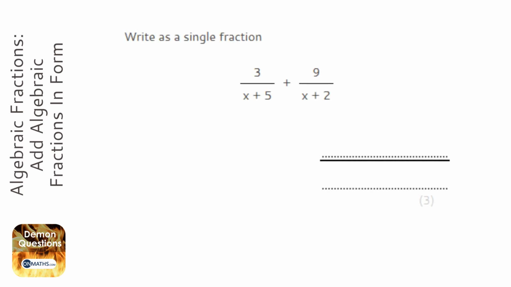So with this, it's an algebraic fraction, but just think of it as a normal fraction first. So just think you're doing a half plus a third. How would you do it? Well, you've got to get the bottoms the same. You've got to find a common denominator.